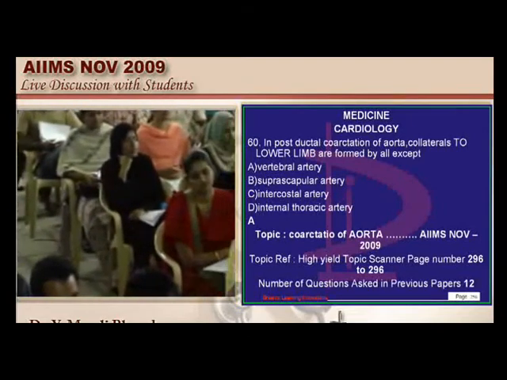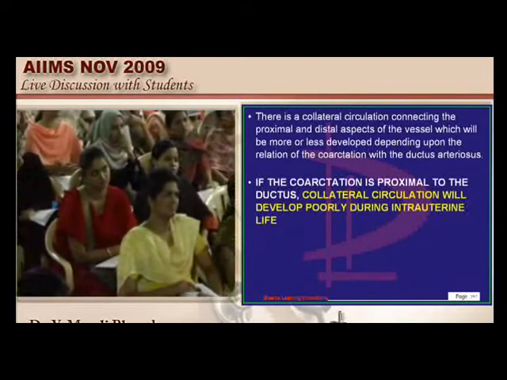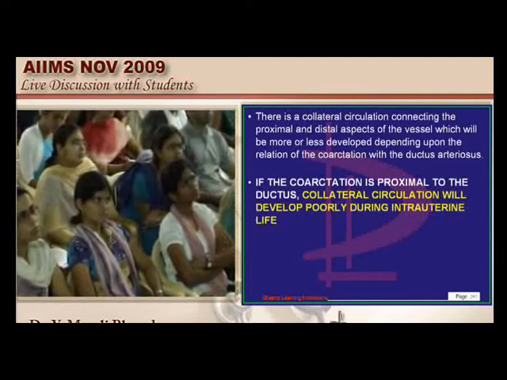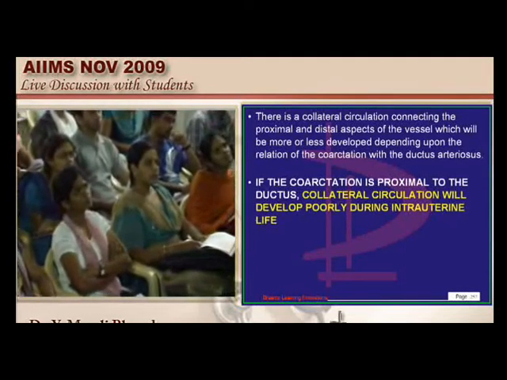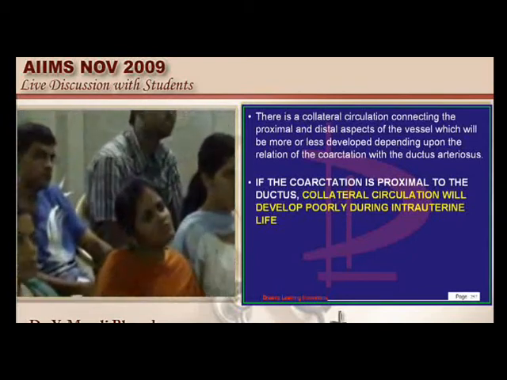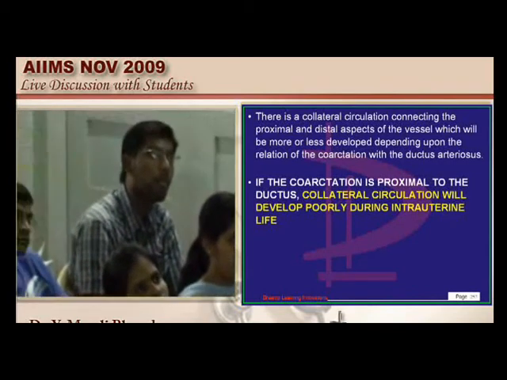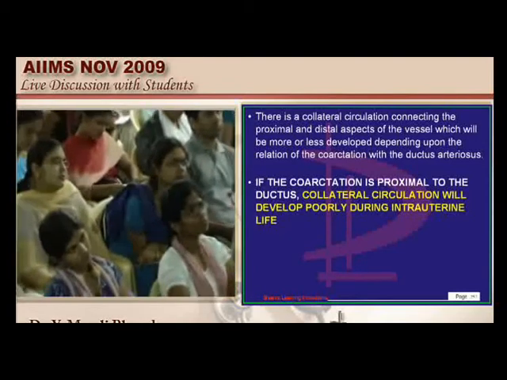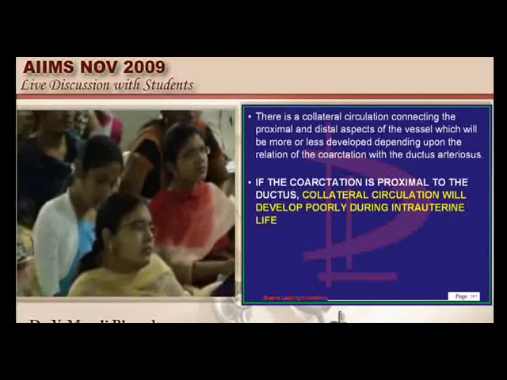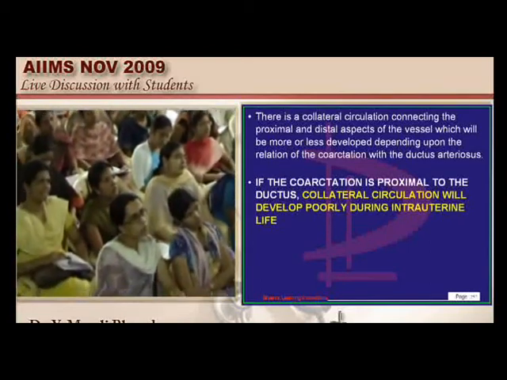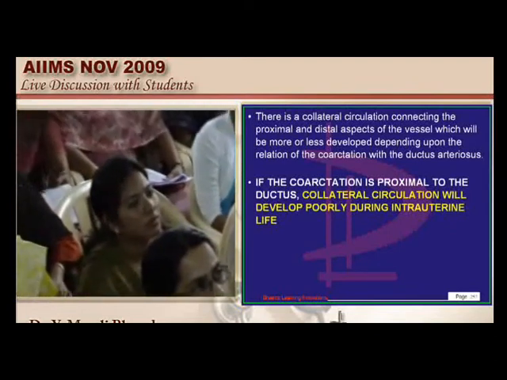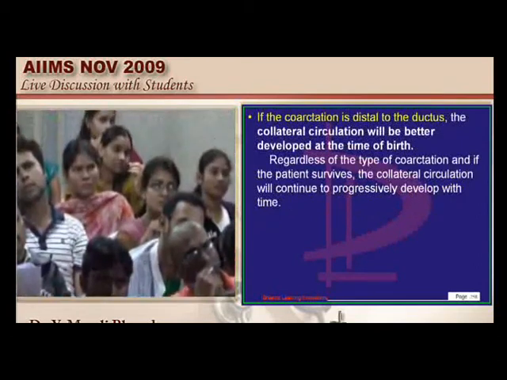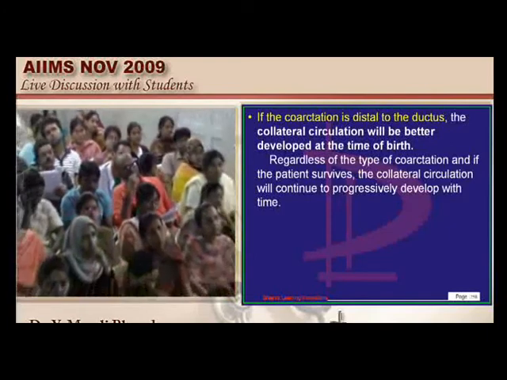If you take the preductal coarctation of the aorta, the collateral circulation will develop poorly in intrauterine life. Why? Because in intrauterine life, the ductus arteriosus is naturally open and it maintains the circulation. If the coarctation is proximal to the ductus arteriosus, no one bothers. So collateral circulation won't develop in utero if it is preductal coarctation, right? But if it is a postductal coarctation, in embryonic life, what will happen? Normally, how is the circulation? The right ventricle pumps the blood into the pulmonary artery. From the pulmonary artery through the ductus arteriosus, it enters into the aorta and flows. That is normal in utero life. So if the coarctation is distal to that ductus, then in intrauterine life the collaterals will start developing. That is the fundamental difference between the two.